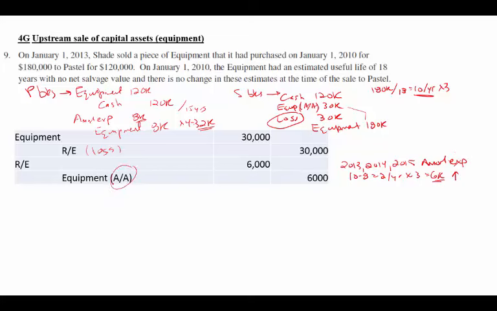Right, typically this would go through accumulated amortization. We're using equipment because we report net on the financial statements. There is no accumulated amortization account for us to adjust to. So that's the previous 3 years.